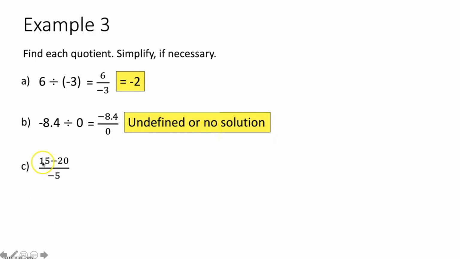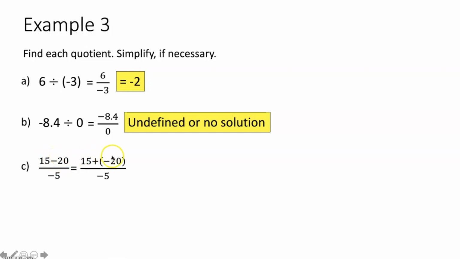Part C, we have the quantity 15 minus 20 all over -5. And we've said in previous lessons that you need to simplify your numerator, then simplify your denominator, then you can divide. So let's simplify our numerator first. We have 15 minus 20. Now, anytime we're subtracting, we want to change it to adding the opposite. So 15 minus 20 is the same as 15 plus -20.